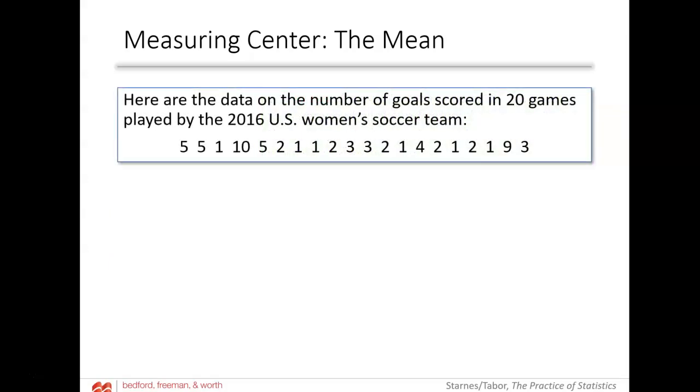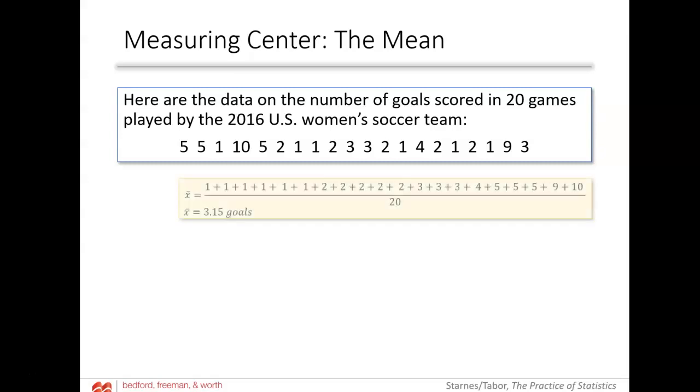So here we have some data on the number of goals scored in 20 games played by the 2016 US women's soccer team. So to find the mean, and in class we should stop and do this. But we're going to start by adding them all up and then dividing by 20 because that's how many data values we had.